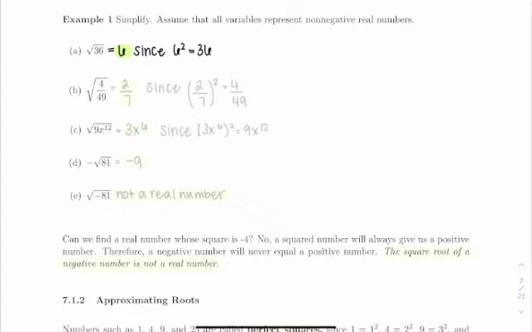What about the square root of 4 over 49? What squared gives me 4 over 49? Remember with fractions, when we square it, we square the top and bottom. So this would be 2 over 7. 2 squared would give me 4, and 7 squared would give me the 49.